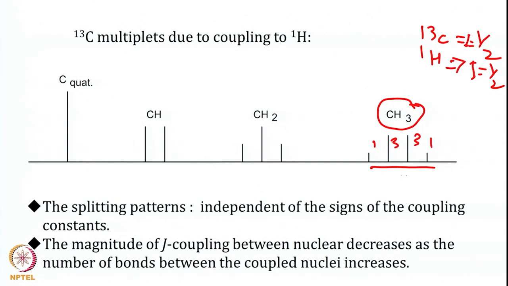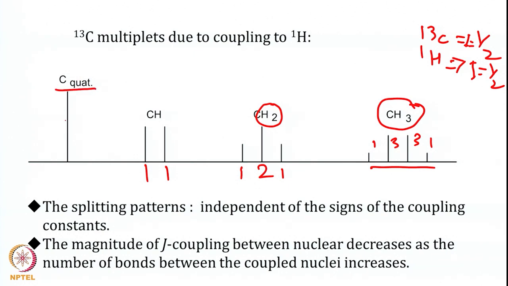So this methyl carbon spectrum will be like this. Now coming back to methylene, here we have 2 equivalent protons that will split the carbon spectrum into 3, and the ratio of this will be 1:1. Now coming back to CH, there is only one proton which is splitting this carbon resonance, and that will be 1:1. And the quaternary carbon is not attached to any proton, so this will not be split and will give a single line.